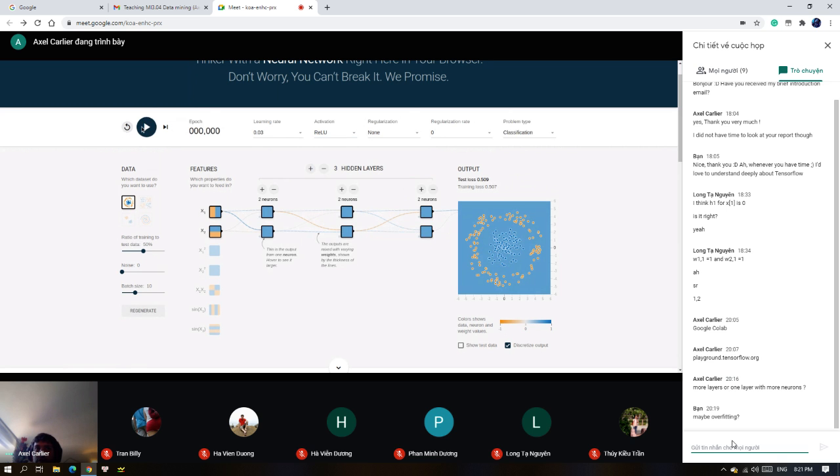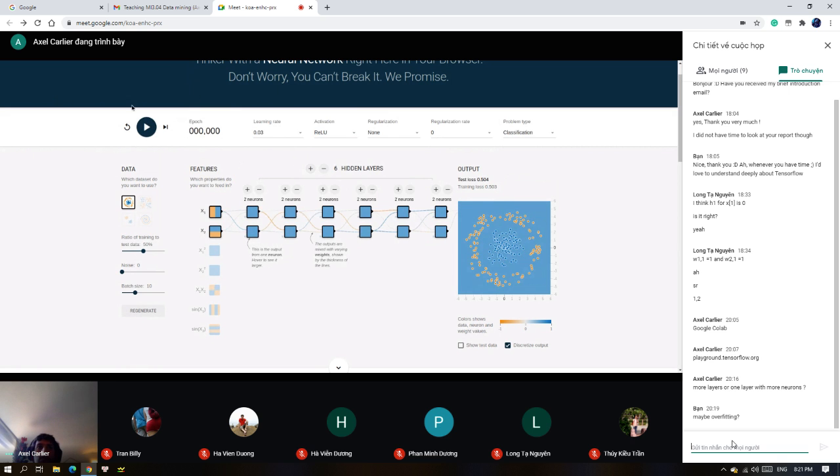Let's try with ReLU. Okay, we still have the problem. So it seems that what we tried, adding hidden layers, did not really work well, or at least in this state, it's not enough. Either we could add even more layers. Let's try that. Okay, it doesn't work better, as you can see.